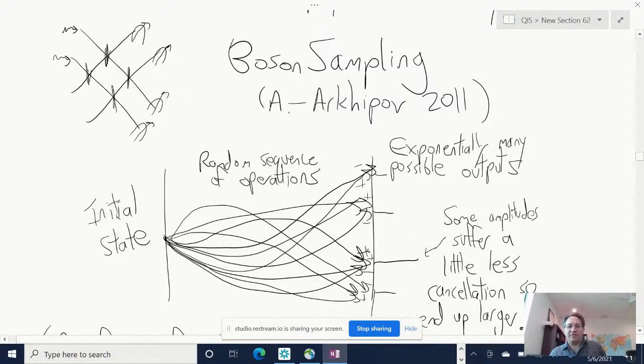The amplitude for each output is a sum of exponentially many contributions. And those contributions will look more or less random, just like random complex numbers with a mean of 0. And so the complex numbers will mostly cancel each other out because they're pointing in every possible direction in the complex plane. But the cancellation will not be perfect. There will still be a little residue that's left over. And the size of that residue will determine the probability that you see this particular state. The residue left over after all this cancellation will be a little bit bigger for some of the outputs than for others, just randomly.